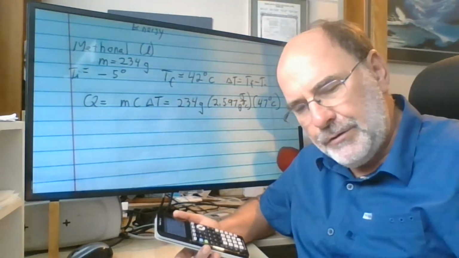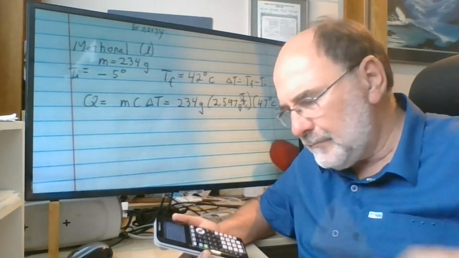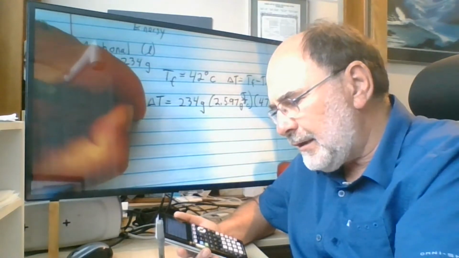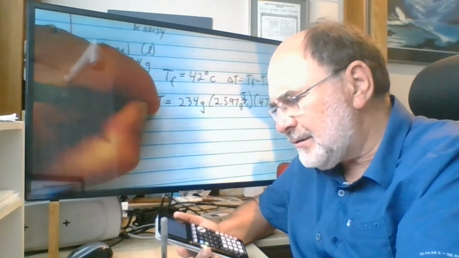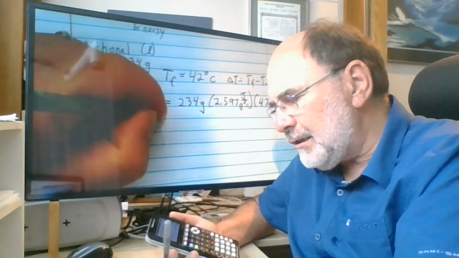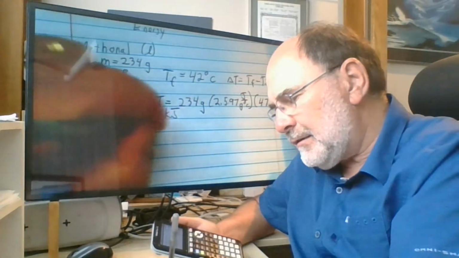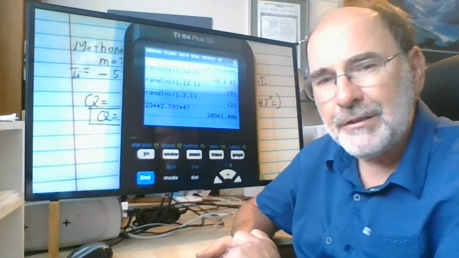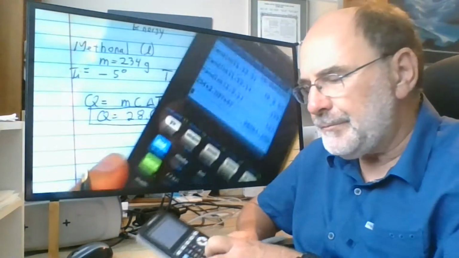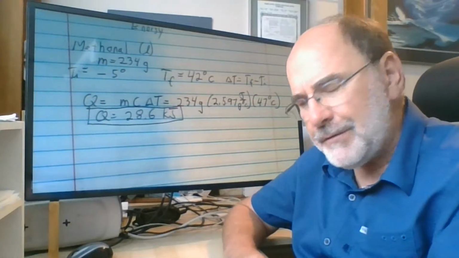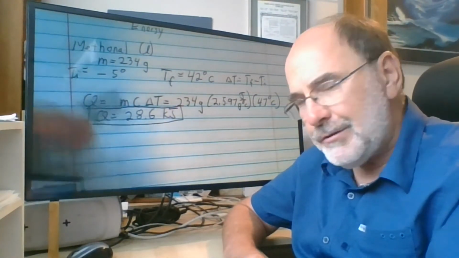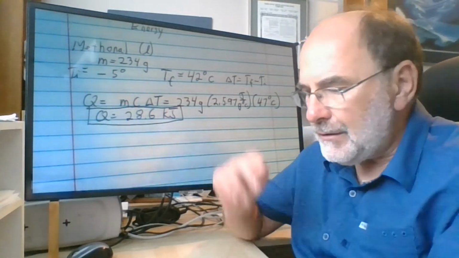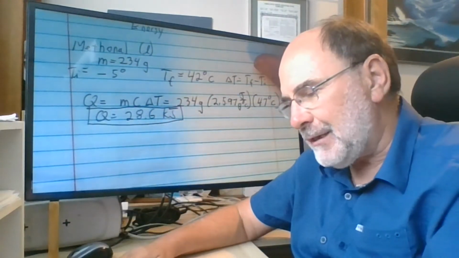So I have a Q value of 28.6 kilojoules. Now you're going to say, well, wait a minute. On the calculator, it said 28,561.806. Yeah, well, use your Greek prefixes and round to 3 sig figs. So there you go, 28.6 kilojoules. Let's just keep working examples because maybe you need this.